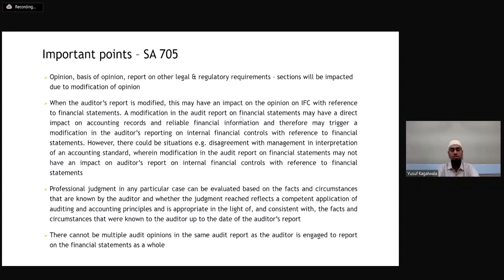sufficient appropriate audit evidence has not been obtained. Then, instead of a disclaimer, since we can't give two opinions, an adverse opinion should be given, which means that the true and fair view is not correct. That should be given.